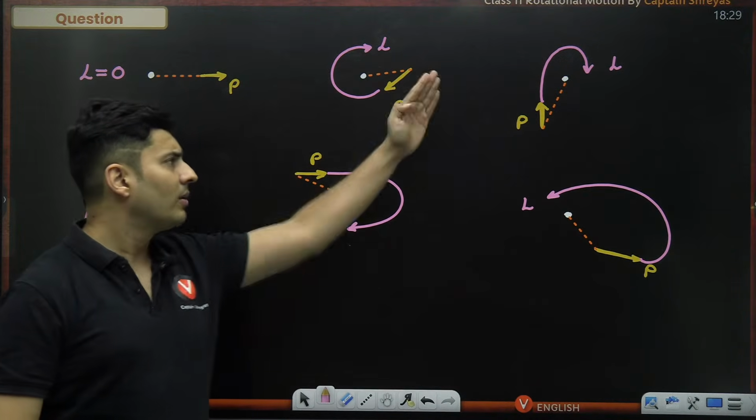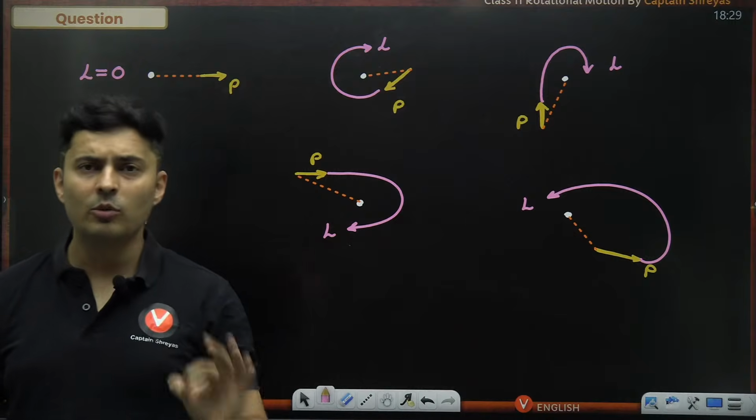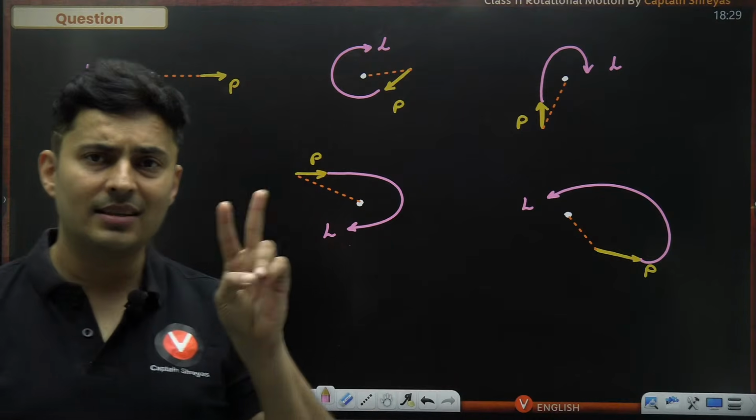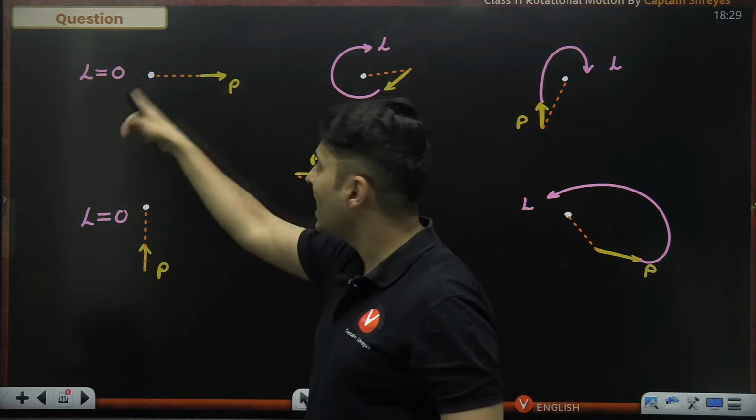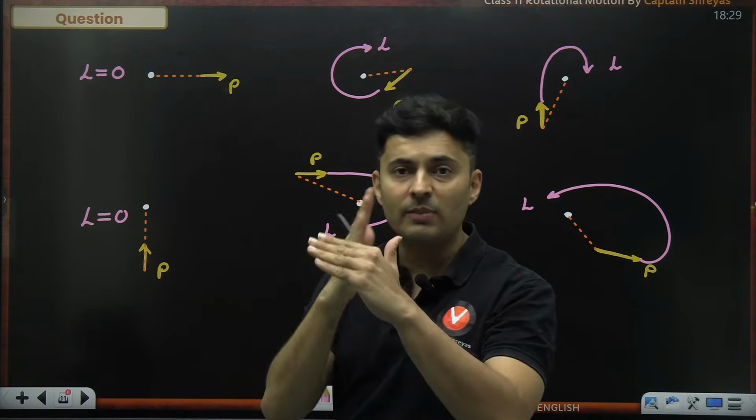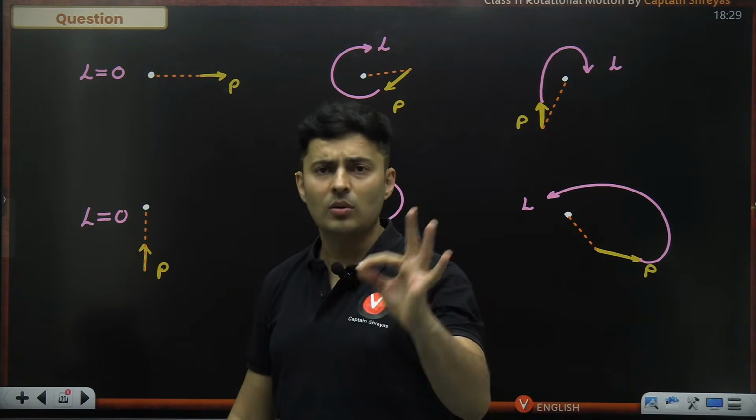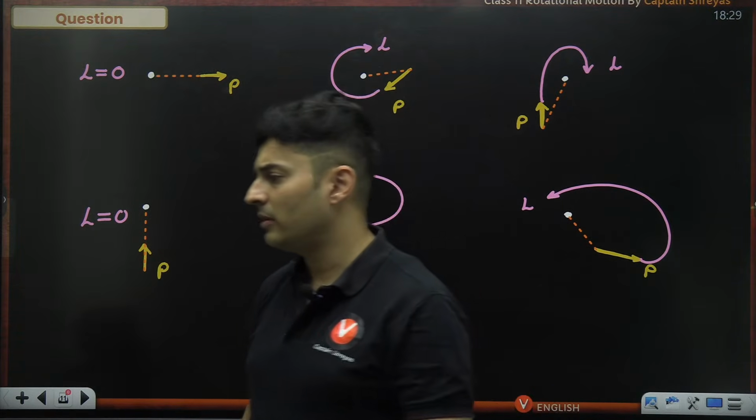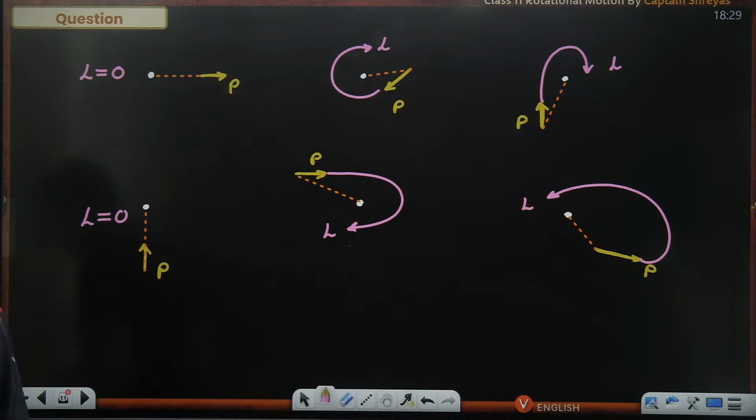So in cases 3, 4, 5 and 6, angular momentum is there. But in the first and the second scenarios, the momentum was passing through the axis. In all such cases, the perpendicular distance is zero, so there is absolutely no angular momentum. Okay. I hope this is clear.